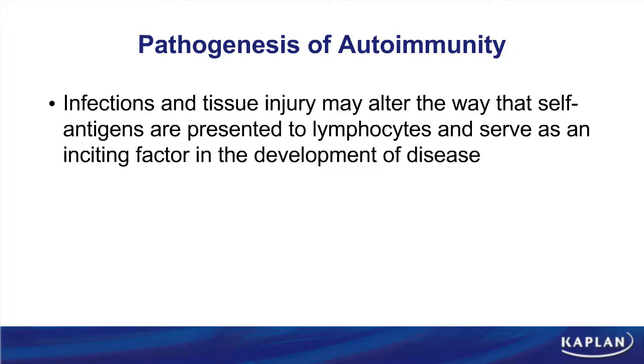As we mentioned already, autoimmune diseases are fairly complicated, so it could be, and often is, a combination of genetic factors and environmental factors. Infections are part of those environmental factors. Tissue injury, exposing antigens that were usually sequestered, that the immune system wouldn't typically see, because there was some sort of trauma or inflammation and those got released, could also be an inciting factor in the development of an autoimmune disease. Okay.